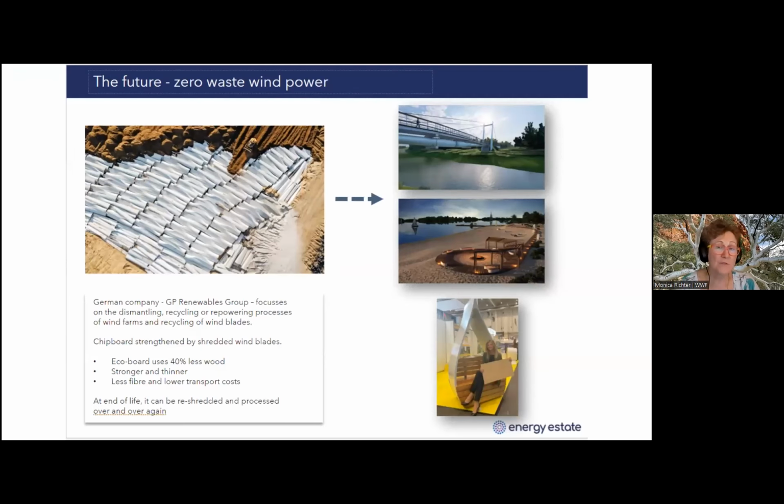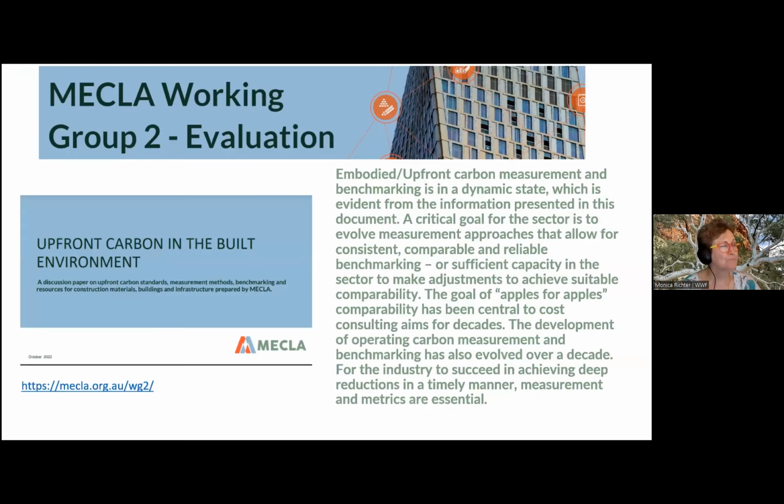And of course, starting to think about circular and different kinds of materials. This photograph here is a whole range of wind turbines that were just put into landfill in Germany, not in Australia. And really, if we can think about using, well, in this case, it was EcoBoard and other different types of materials, composite fibers, etc., we can really start to see a reduction in embodied carbon over time.